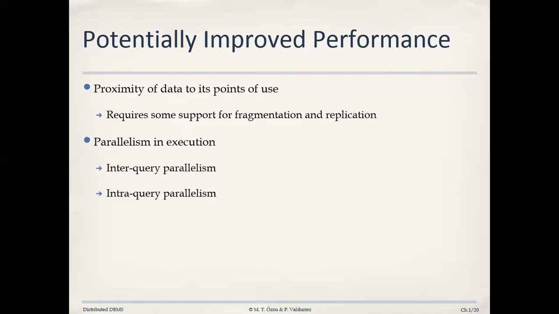Here, that is the concept of proximity, because all those users on a particular node have that data which is required for them. So they have easier accessibility to the data. That data is actually available to them, accessible to them. It requires some support for fragmentation and replication. That is fine. We have already discussed parallelism in execution. Now, how does that execution provide you the parallelism?